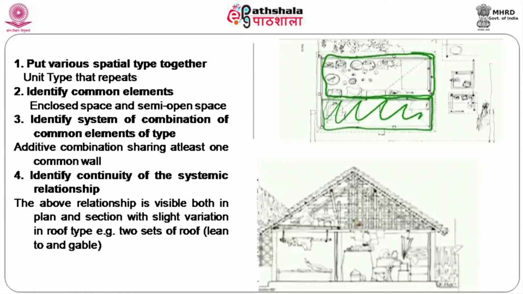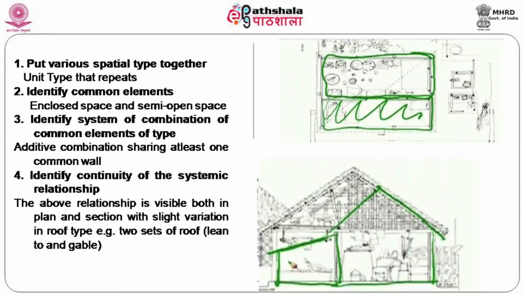At a level of section, sometimes what happens, either the semi open space and the closed space, both of them are covered with a roof, or sometimes the semi open space might be covered with a lean-to, one sided sloped roof. So, then at a level of sections there are some variations, but at a level at which there are formal relationships of the parts, there is certain continuity.